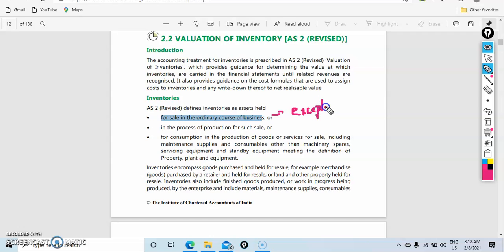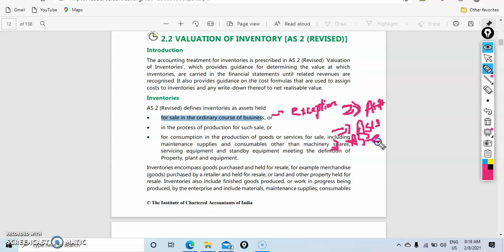Exceptions are there. From the builder point of view, the buildings are inventories, but we do not consider them because there is a separate standard, AS7. So AS2 is not applicable for constructions. And for shares and debentures also we have a separate standard. From the trader point of view, it is a sale in the ordinary course of business, but we do not apply AS2 because we have a separate standard, AS13. And for some part of the services, where we hire other persons for part of the services, there also we do not apply AS2.